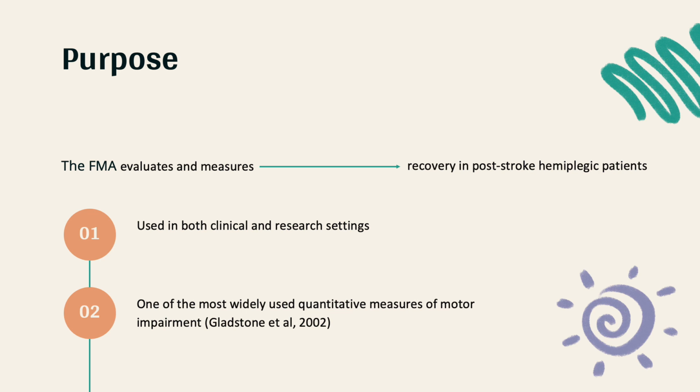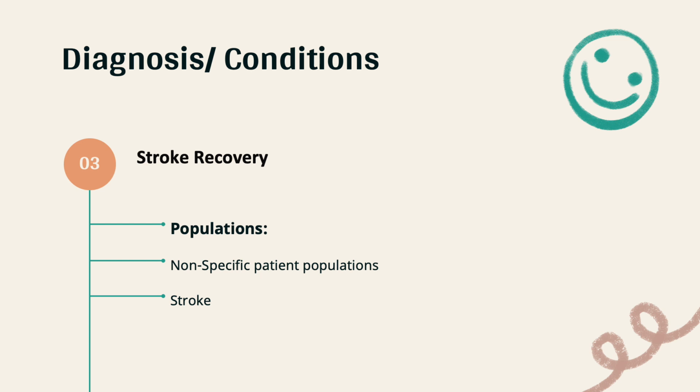So the purpose of the FMA is to evaluate and measure recovery in post-stroke hemiplegic patients. It is used in both clinical and research settings, and it is one of the most widely used quantitative measures of motor impairment. So, the diagnosis and conditions that this assessment considers is extremely focused on stroke recovery. The populations include stroke or non-specific patient populations.